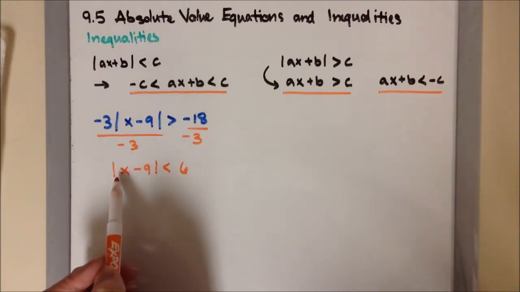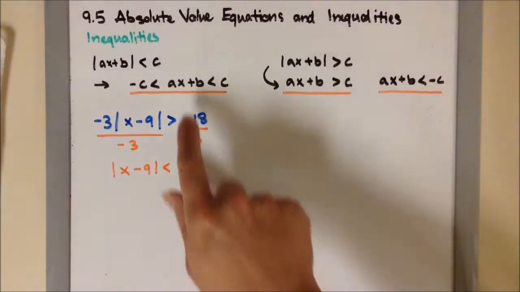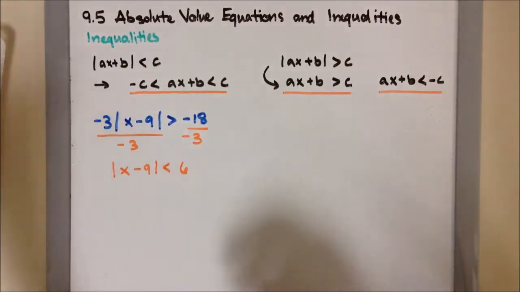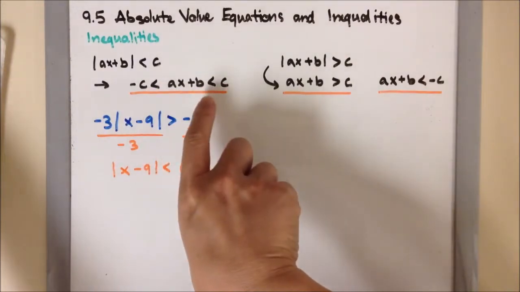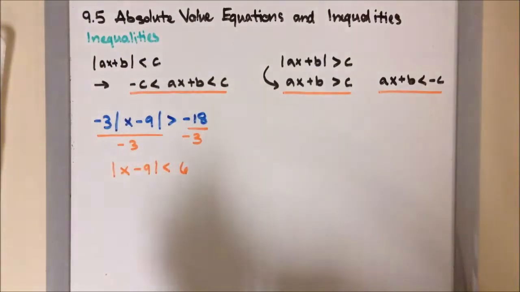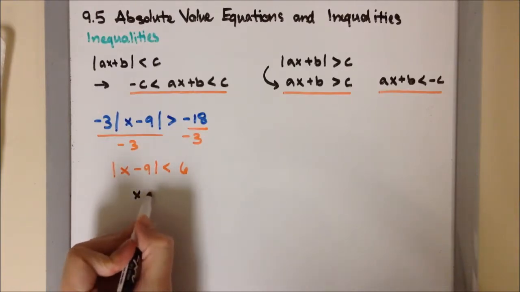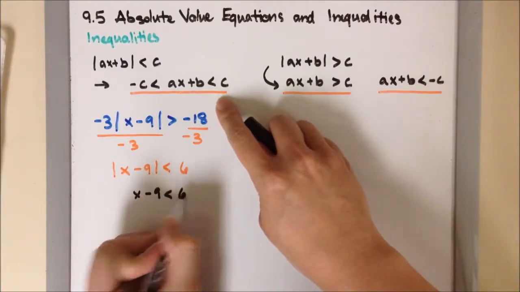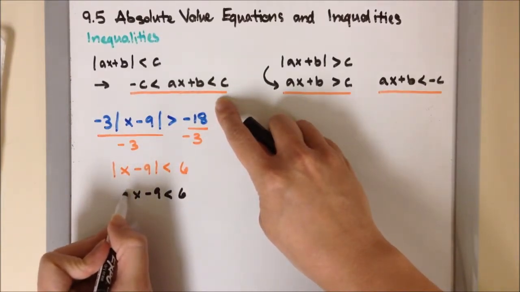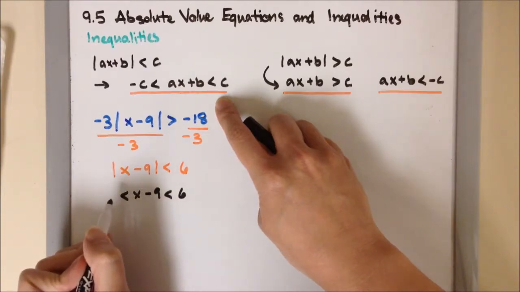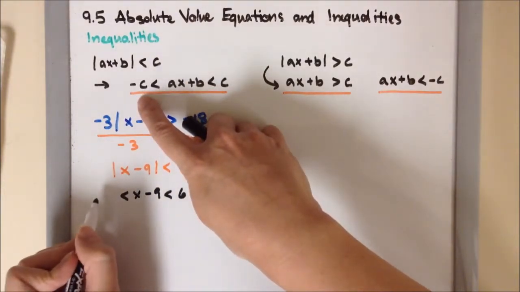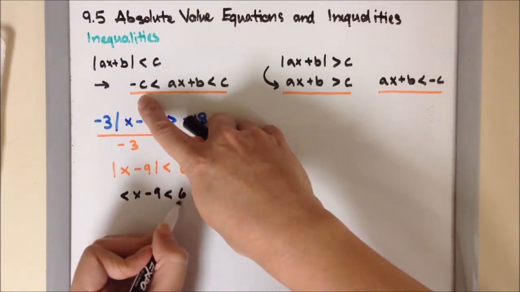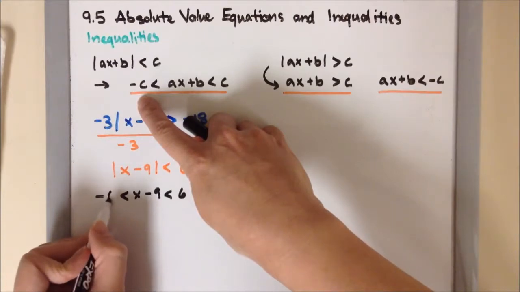Alright, so it's absolute value of x minus 9 less than 6. So it matches with this form. So that means that I'm going to rewrite my work according to this structure. I'm going to write the inside in the middle, so x minus 9. Here on the right side, less than my c value, which is 6. On the left side, I'm going to write the inequality sign, same direction, and the opposite of c, which is negative c. So I'm going to write the opposite of 6. So therefore, negative 6.